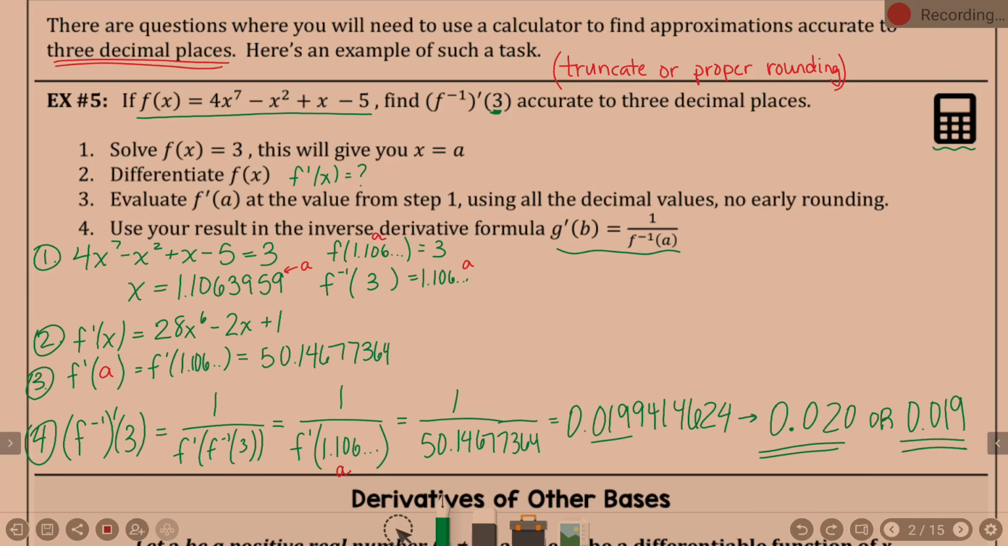And I did just see off on the side notes for step 1. You can graph them and look for the intersection point, which is what we did. There is a solver option. Let's see real quick.